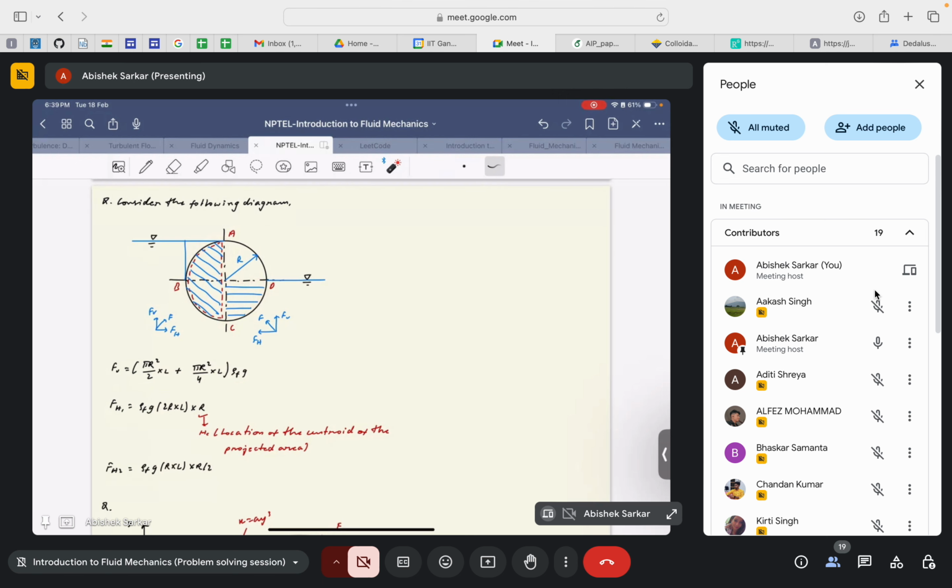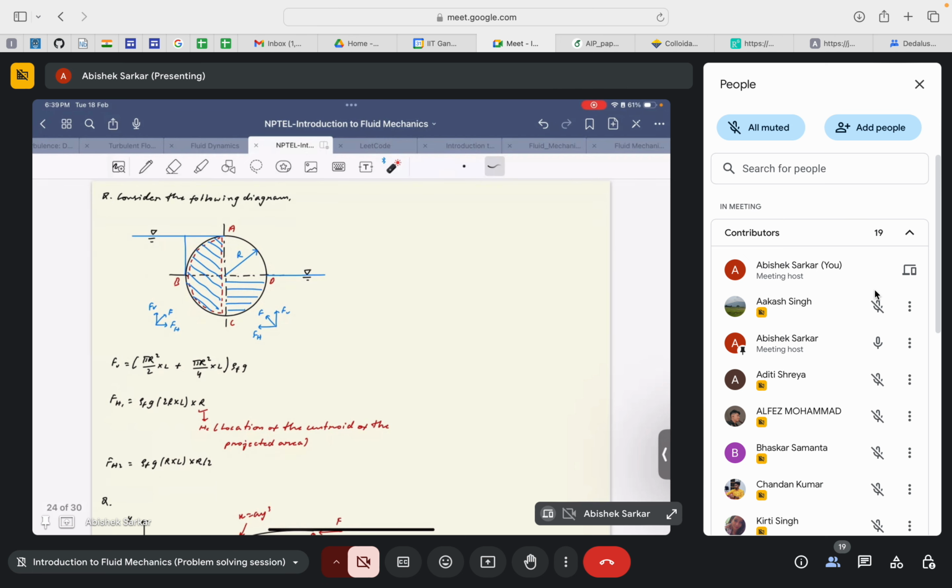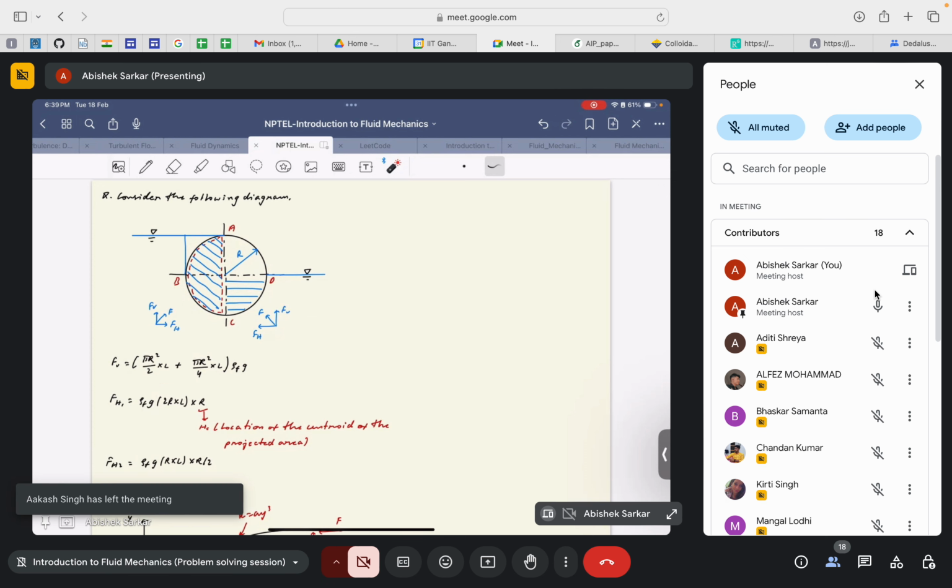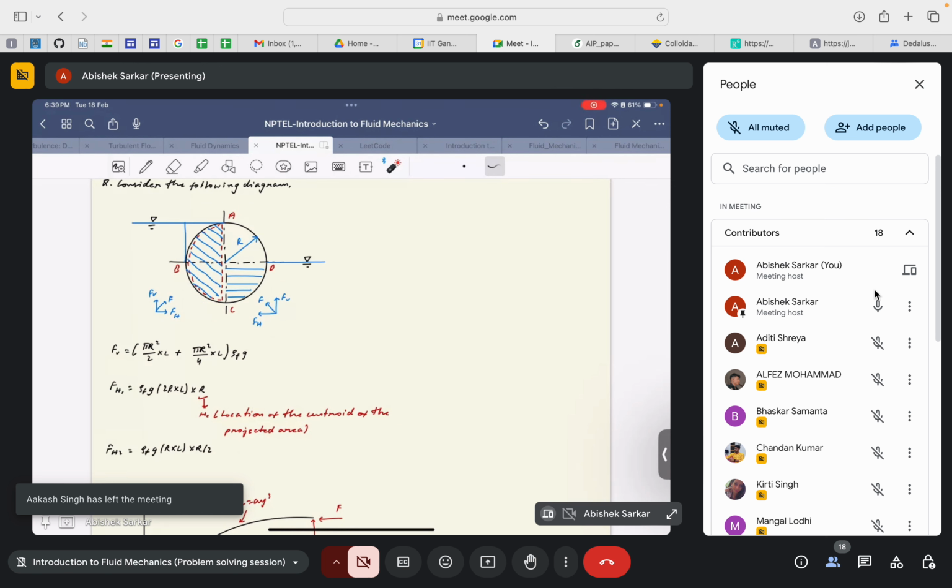The volume of the fluid that is contained in this container is of this shape, so we can simplify it by considering a half cylinder in this case and a quarter cylinder in this case, right? So that's what we have done here. The volume of the fluid in this half would be pi r square L by 2, and in this one it would be pi r square by 4 times L. Then density times g gives the weight of the total fluid that is being held by this particular curved surface. That is the vertical component of the force.